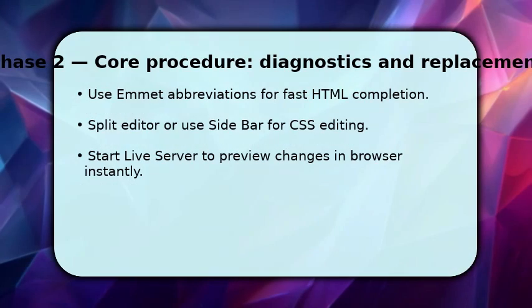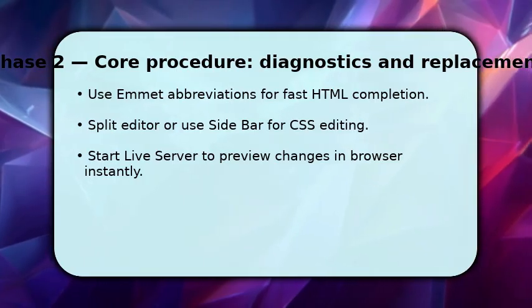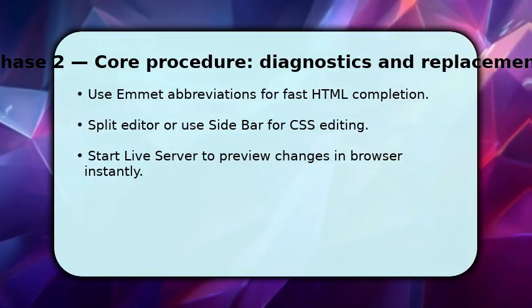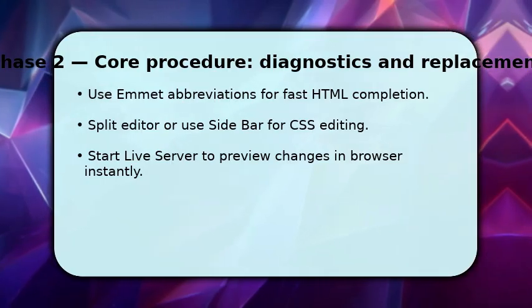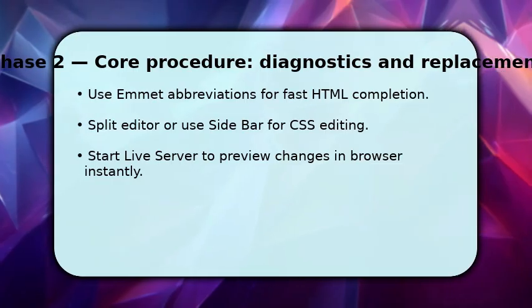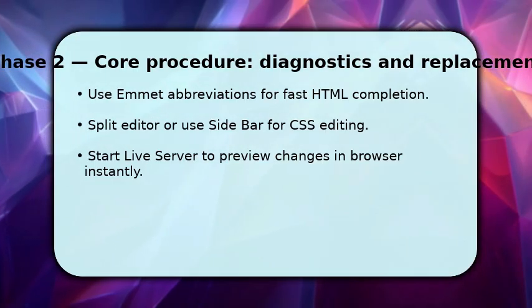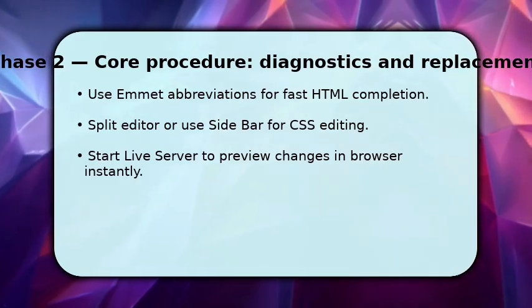Now you edit deliberately. Use Emmet to expand tags because it cuts repetitive typing and keeps markup consistent. Open CSS in a split editor so you can see HTML and styles side by side. This visual alignment helps you reason about layout. Click Go Live from Live Server to preview. Once done, every save triggers a reload.